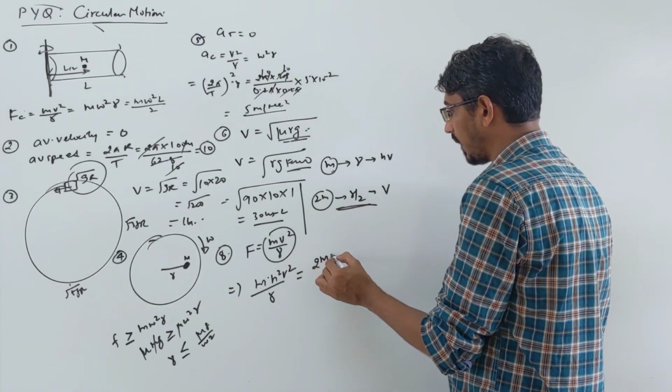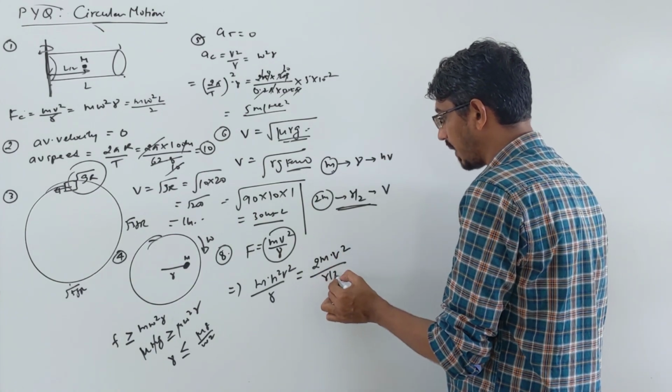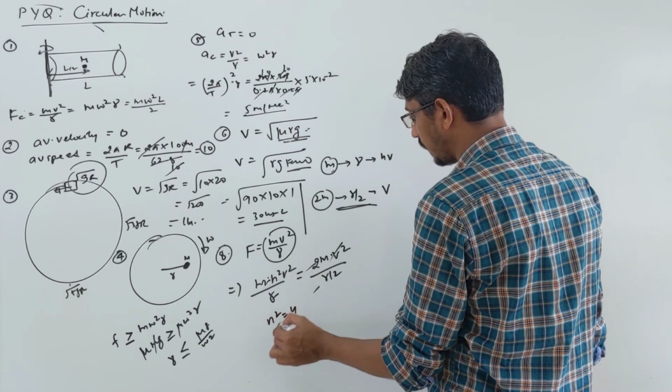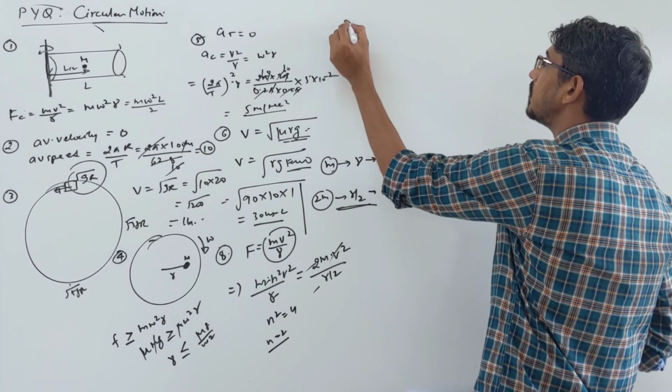Mass is given 2m, v square means v square only, radius is given R by 2. So when you cancel all these things, what you will get? You get n square is equal to 4, n is equal to 2. That's your answer simply. Okay, let's move to the next problem.